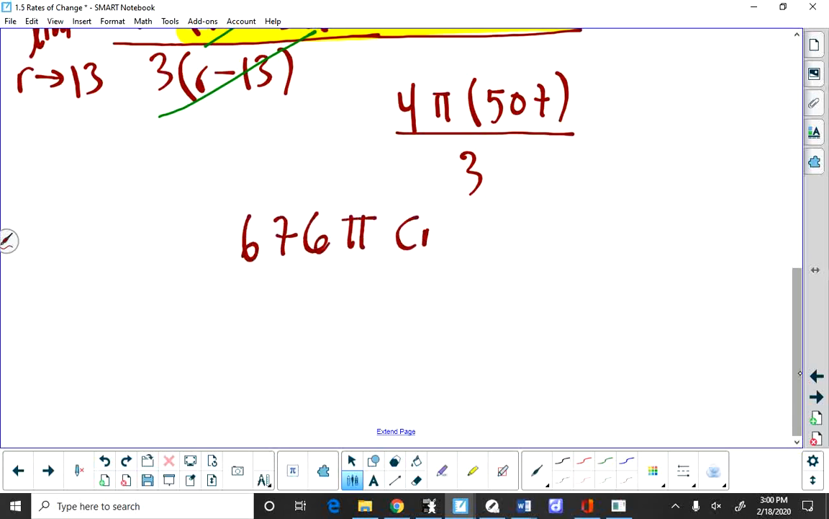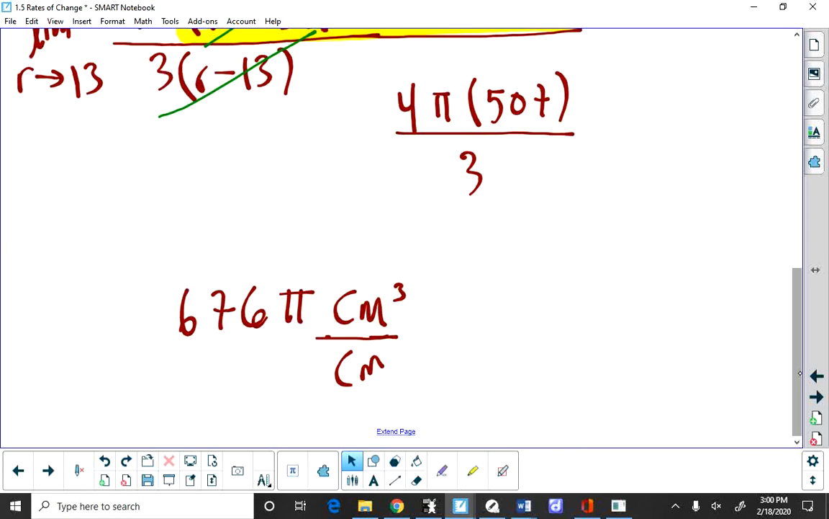And again, it's centimeters cubed per centimeter. And that's it. We're not going to do the last example. There's nothing special about the last example. It was a bit of enrichment. We were going to use the graphing calculator for some things, so we're not going to do that example.